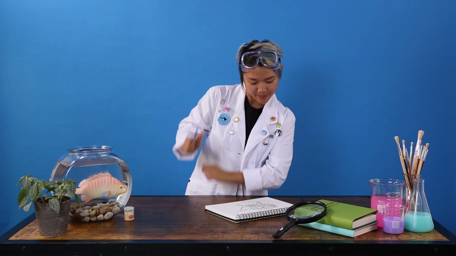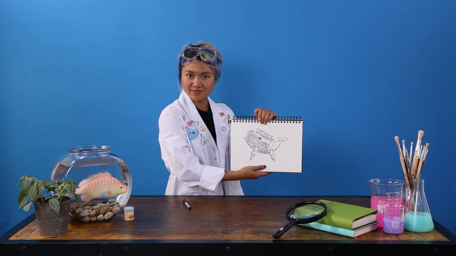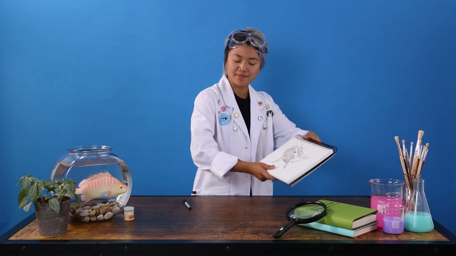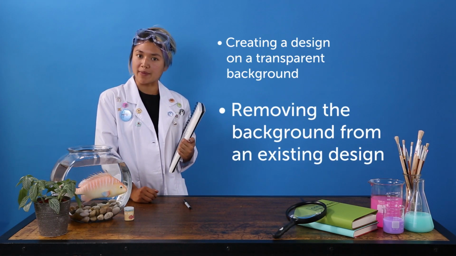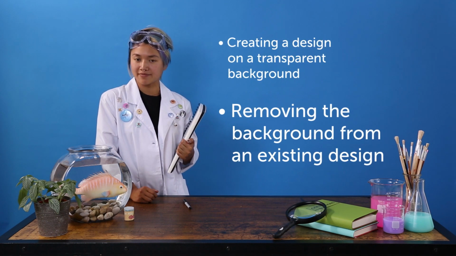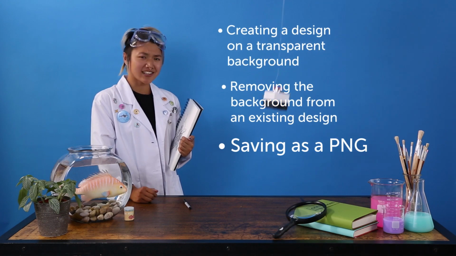And done. Hey there, I'm Cora, your artist help expert, and today we're gonna be getting this cute little guy on a shirt. So let's talk transparencies. This video will cover creating a design on a transparent background, removing the background from an existing design, and saving your design as a PNG. So let's get started.